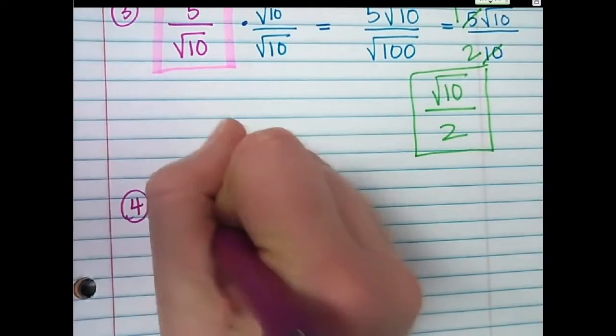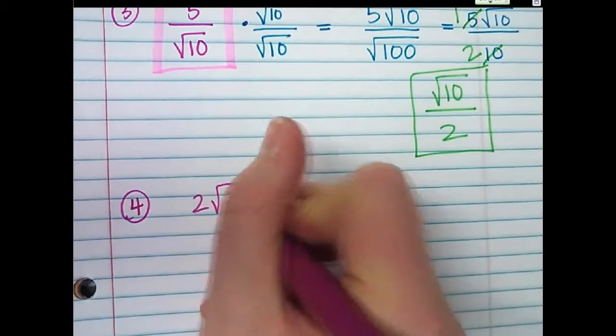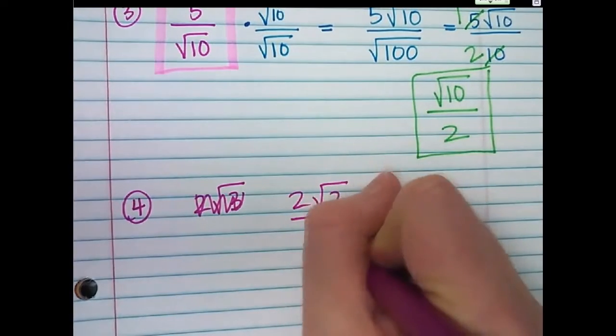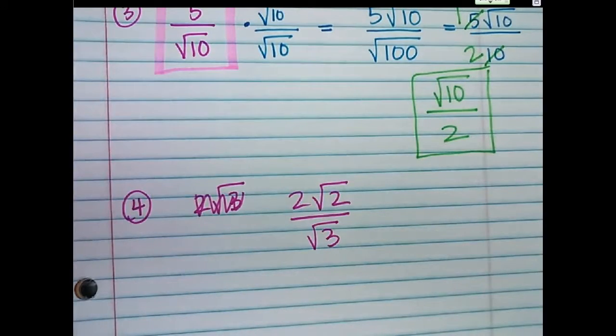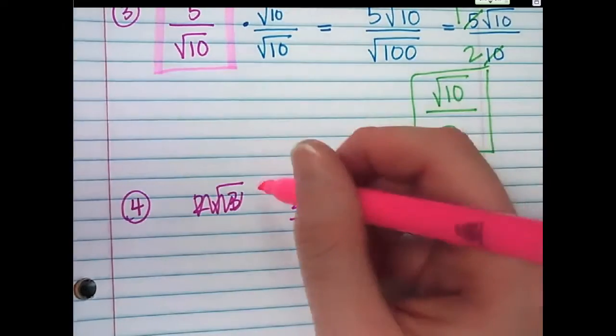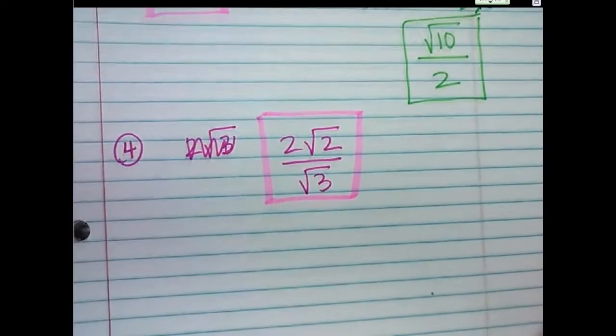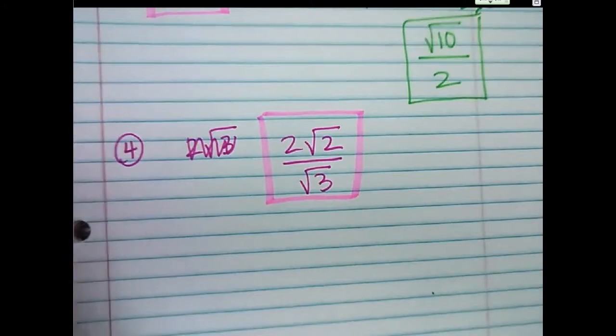Okay, number 4. You try number 4. Oh, that's not the number 4. Sorry. Okay. Here we go. 2 square root 2 over square root 3. You'll get it done in class. I want you to do it in class and check your work. It's only 8 problems.